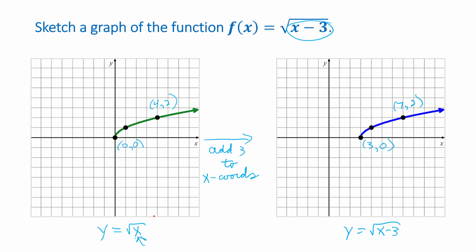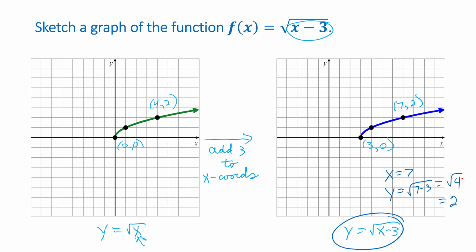Let's just check to make sure that this actually works as it should. Let's take this x value of 7, and if x equals 7 here, then y is going to equal the square root. According to our function, y would equal the square root of 7 minus 3, or square root of 4, and that does indeed give us the 2. So we can see this works.